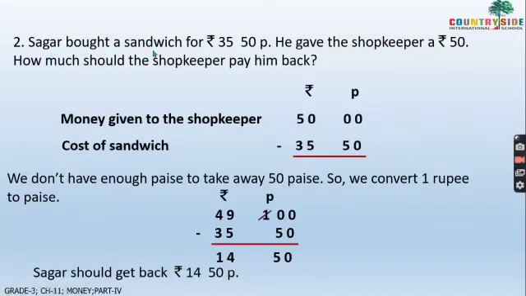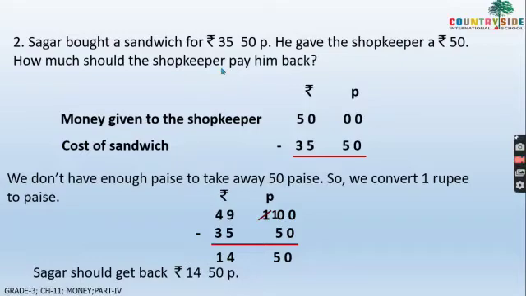Sagar bought a sandwich for rupees 35.50 paise. He gave the shopkeeper rupees 50. How much should the shopkeeper pay him back? So children, what did Sagar buy? He bought a sandwich of rupees 35.50 paise. And now he gave the shopkeeper how much? Rupees 50. So you have to find how much the shopkeeper will pay him back.